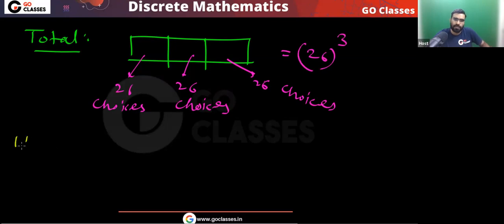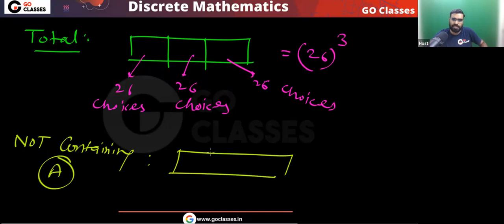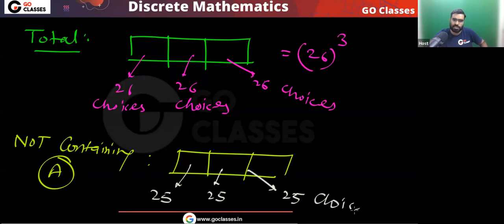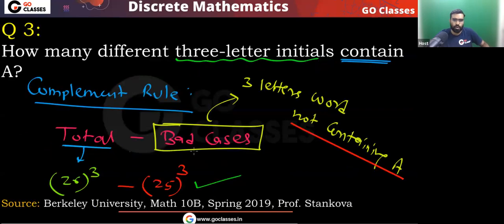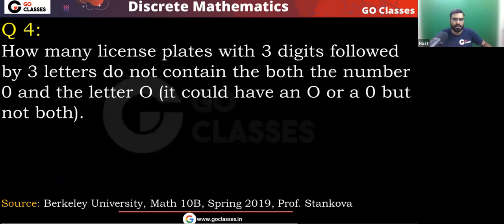And now we want not containing A. In this case, what will happen? Very simple. Every position has 25 choices, because you cannot use A. Now from total, you can remove the bad cases, the undesired cases. So this will be your answer. Very simple question. Now let's see this question.